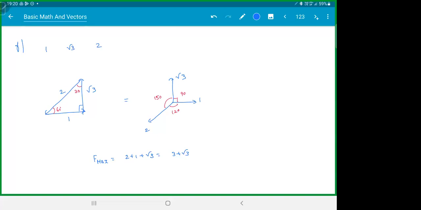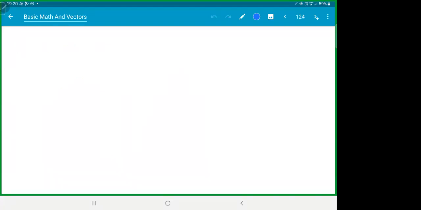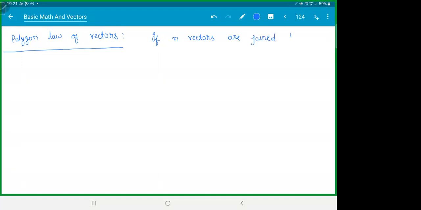Can I go ahead? Polygon law of vectors. What polygon law of vectors says is, just like the triangle law, if n vectors are joined head to tail, the resultant is from the remaining tail to the remaining head. Same thing. Only thing, there are 2 sides here, there are n sides here.